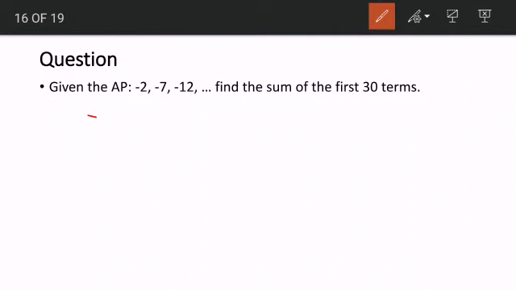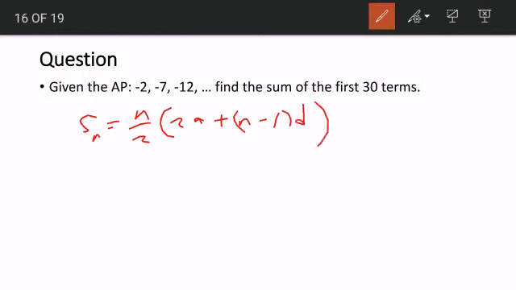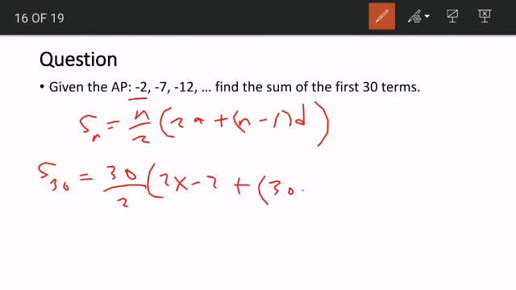Okay, in this case, we are not given the last term, so the best formula to use here is Sn equal to n over 2 into 2a plus n minus 1 d, okay? Since we are looking for the sum of the first 30 terms, that will now be 30 over 2. That means your n is 30. 2 times the first term, which is minus 2, so 2 times minus 2, plus n minus 1, that means 30 minus 1 times d. The common difference is minus 7 minus minus 2, okay, that's minus 5.